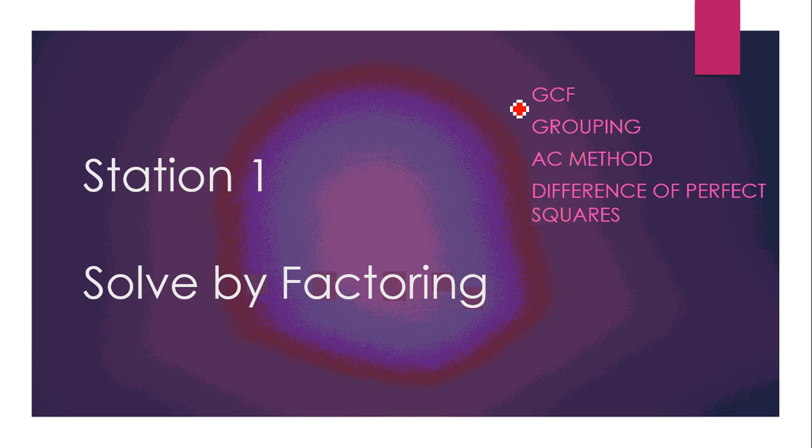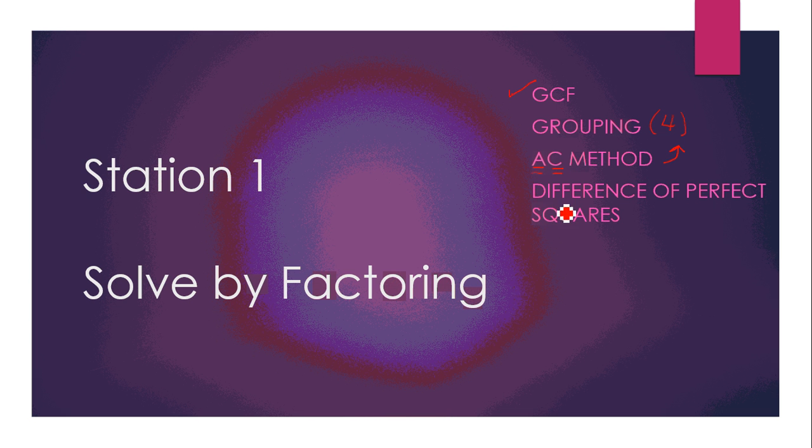This was sort of a checklist. First I start with GCF. Can I take something common out of each term? Grouping. Are there four terms that I can place in four boxes? AC method. Take the A times the C and turn it into a four-term grouping problem.